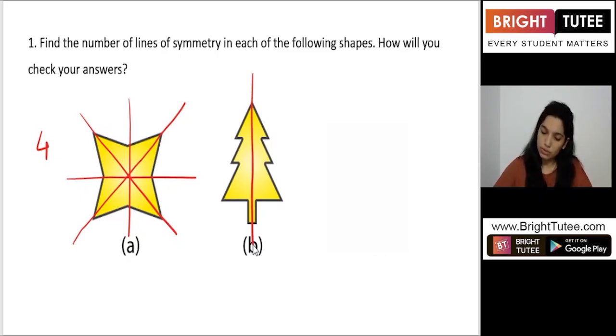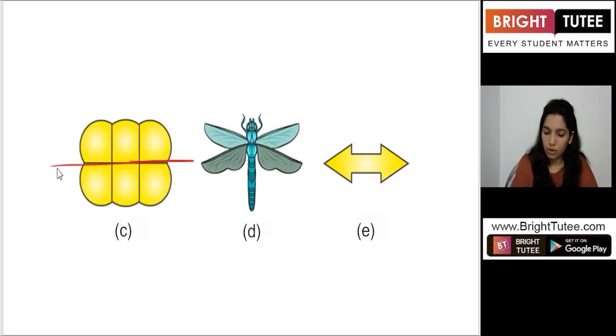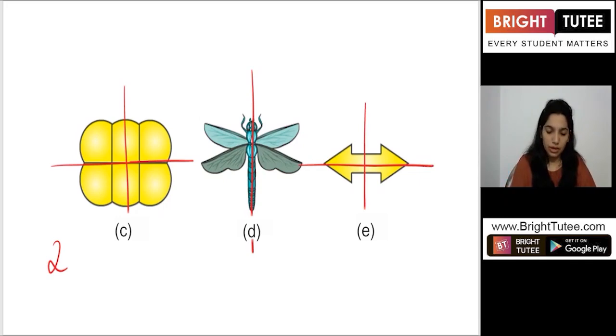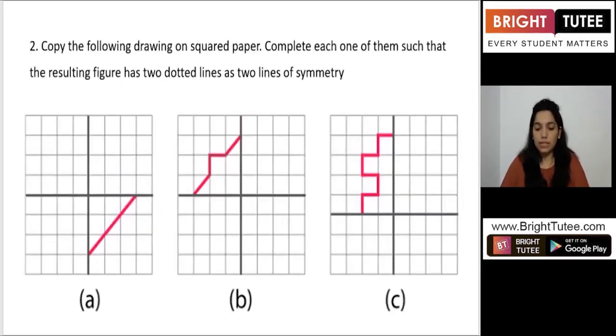Now, coming to the C part, I can have one horizontal, I can have 2 vertical, right? So 2 lines of symmetry are possible for this particular image. Now the dragonfly that I see, I can draw this vertical line as the line of symmetry. Coming to the arrow, I can draw 1 and 2 lines as the lines of symmetry. Clear?